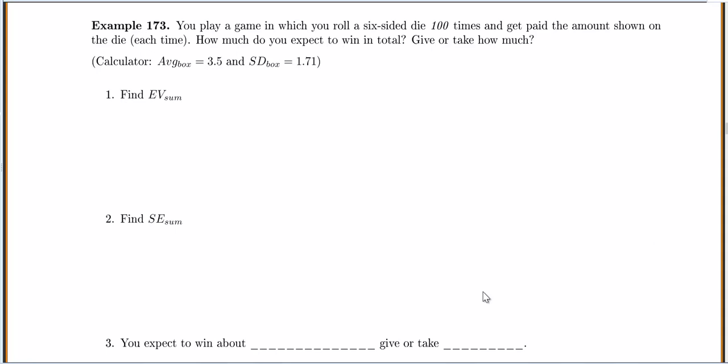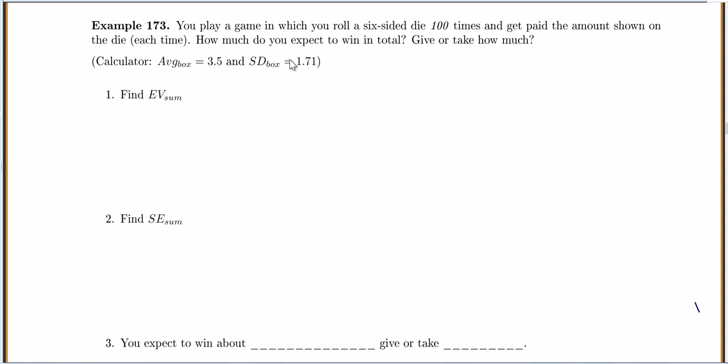So example 173 is very similar, but now let's say we're going to roll our die 100 times, and we get paid the amount shown on the die each time. How much do you expect to win in total, give or take how much? So again, we have our average and standard deviation. Notice those are the same as in our last problem because we're still rolling the six-sided die.